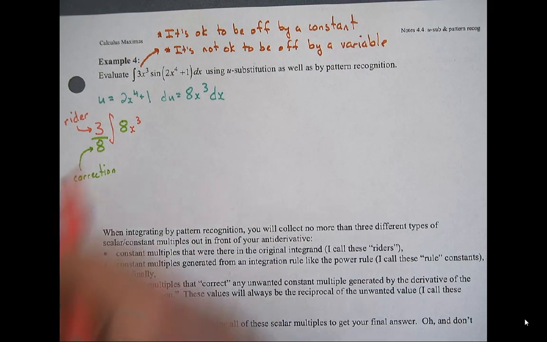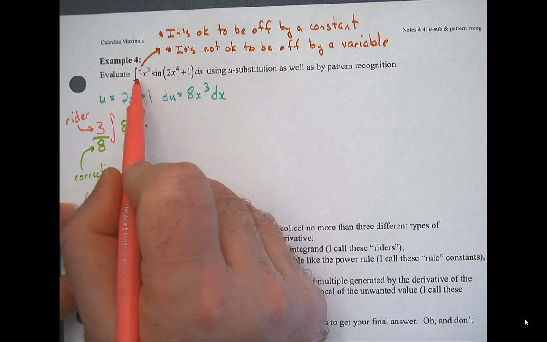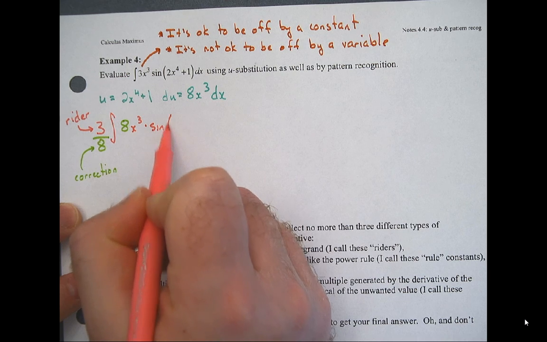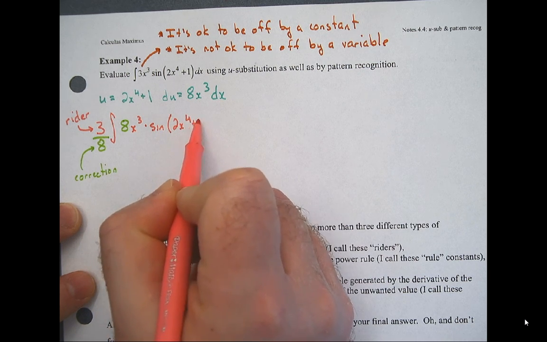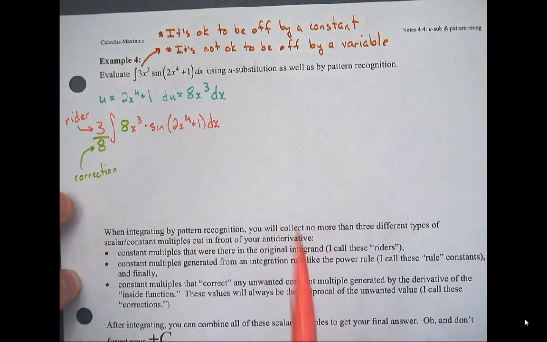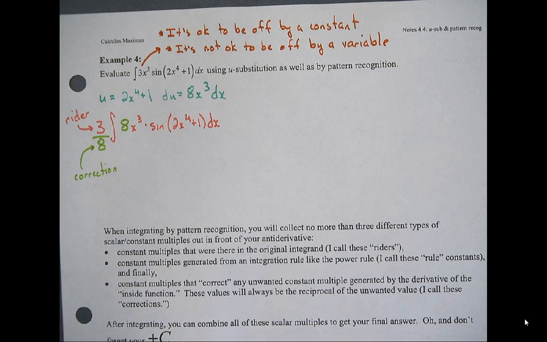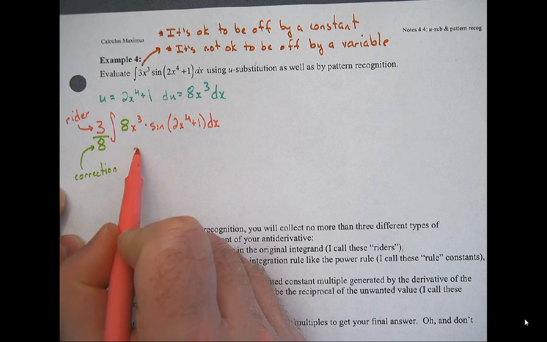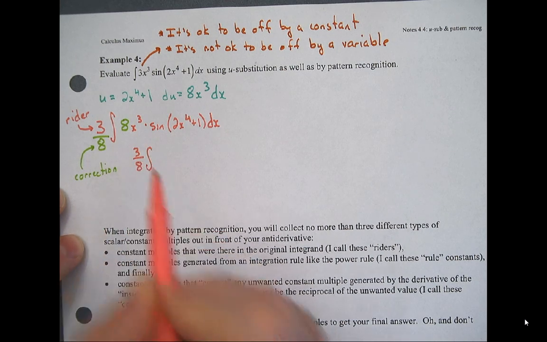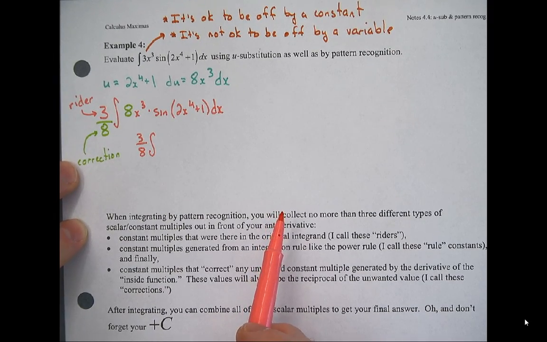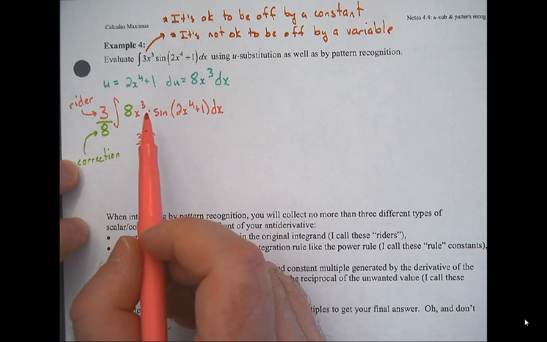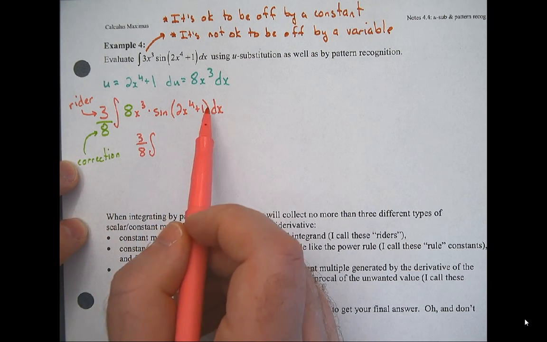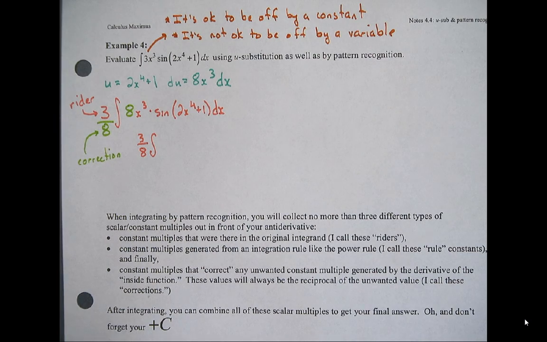Now let's go back and try to implement the rest of our u's and du's. So I've got my 8x cubed sine of 2x to the 4th plus 1 dx. Okay, I don't need to make any other corrections there. So now we can start to integrate this thing. So I've got my 3/8 out front. No, I can't integrate yet. Sorry, I'm not done with u du. So now I'm going to start to put in my u's and du's and mix this thing up. So I'm going to take my 8x cubed with my dx. 8x cubed and dx are going to merge together.